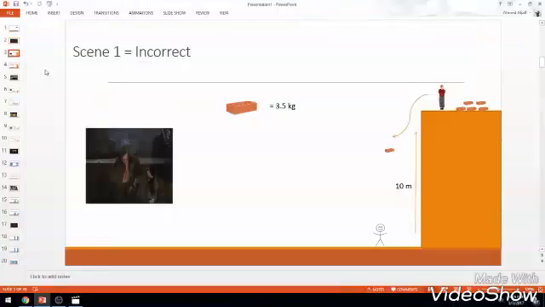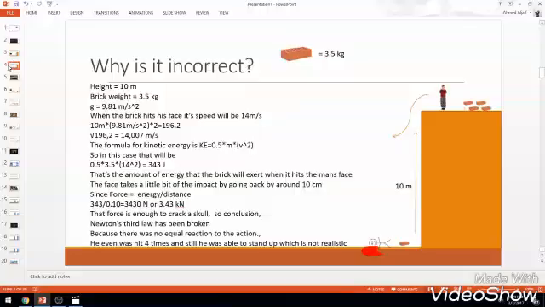But he should have been dead from the first brick, and I'll explain to you why now. Kevin is at a height of around 10 meters. The brick weighs around 3.5 kilograms. Let's calculate the physics behind this. If we have a height of 10 meters and a brick weight of 3.5 kilograms, we know that gravity has a 9.81 meters per second squared acceleration. So, when the brick hits his face, its speed will be 14 meters per second.